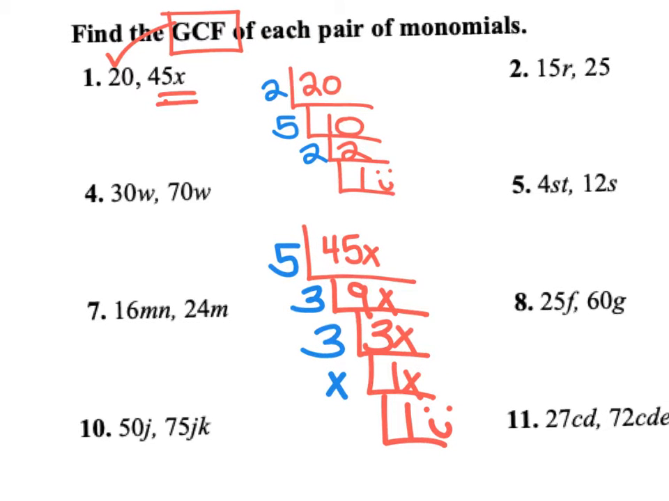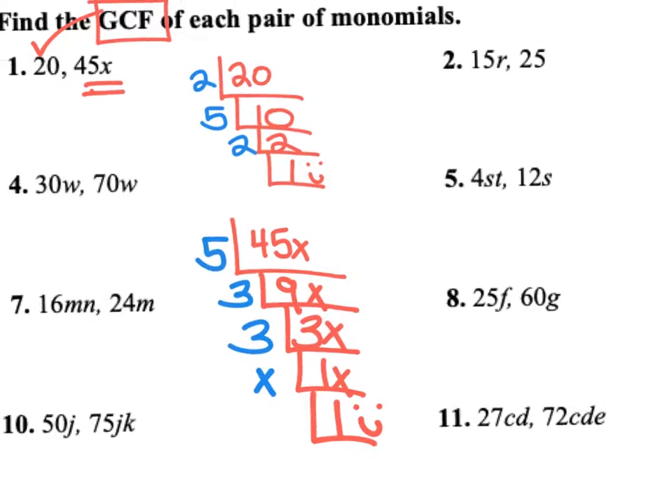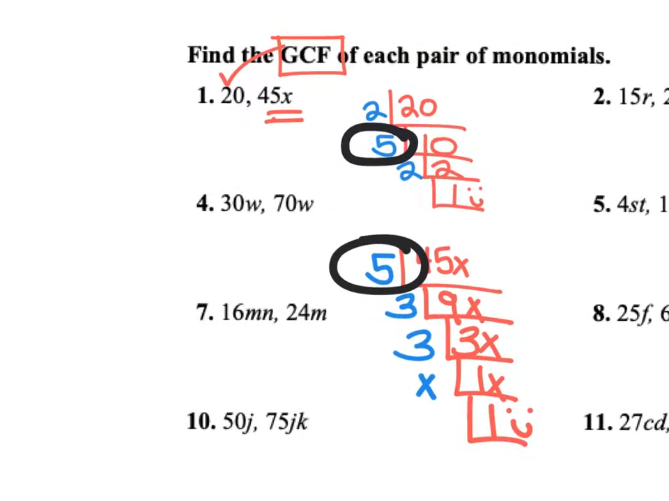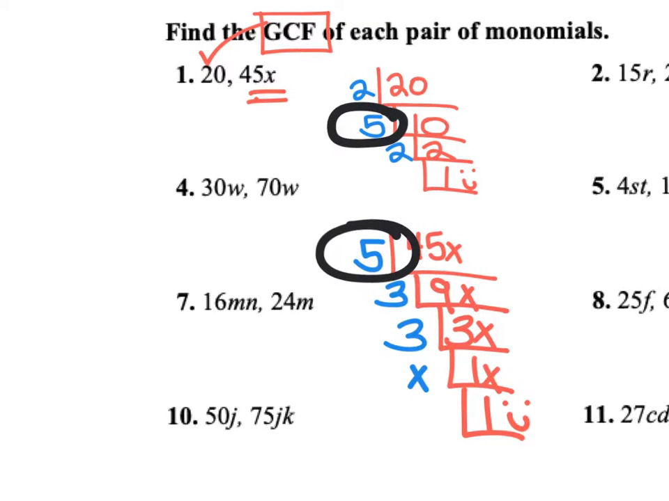Now I want to find my greatest common factor. So what are the numbers that these two sets of factors of 20 and 45x share in common? Well, they both share the factor of 5. That's actually the only factor they share. But even though that's the only factor, that would still be my greatest common factor. So my answer, or my greatest common factor of 20 and 45x, is positive 5.